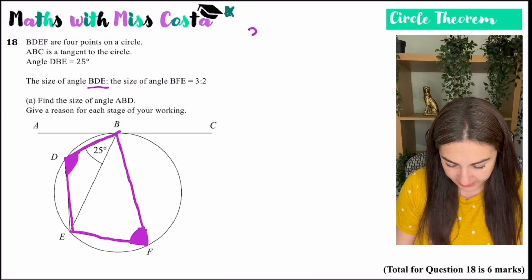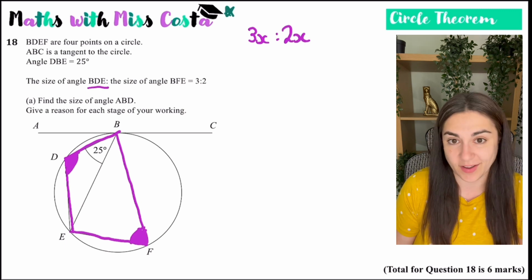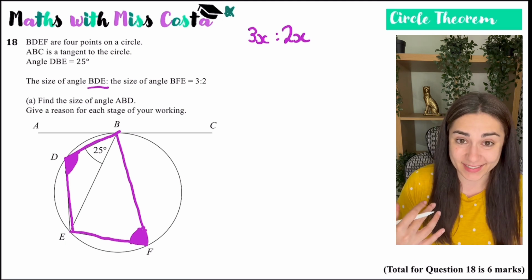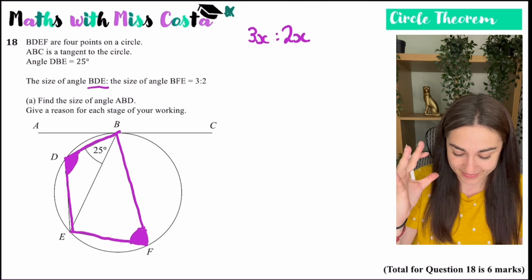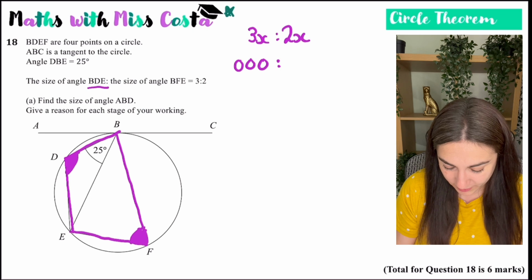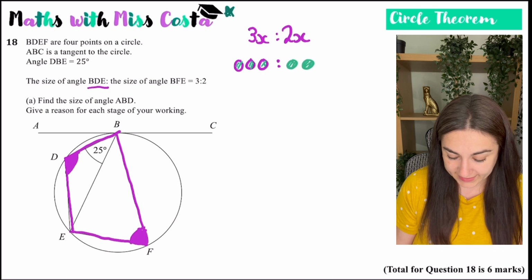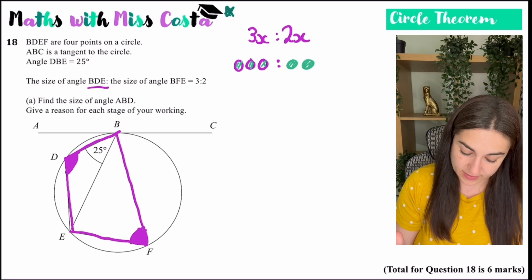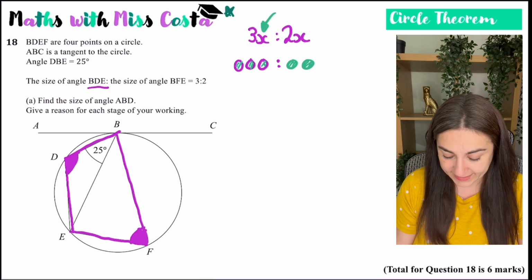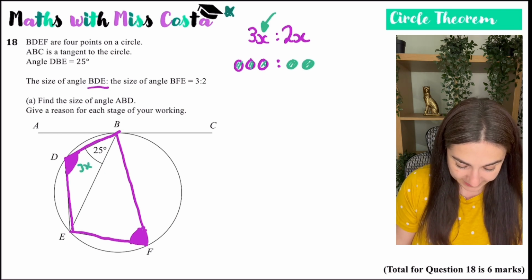BDE to BFE is in the ratio 3 to 2. So let's just call that 3x to 2x, just so that I have something. What a ratio 3 to 2 means is that for every 3 degrees that this angle has, the other angle has 2 degrees. So whatever the degrees is, 3 lots of x is this angle, and this angle is 2x.